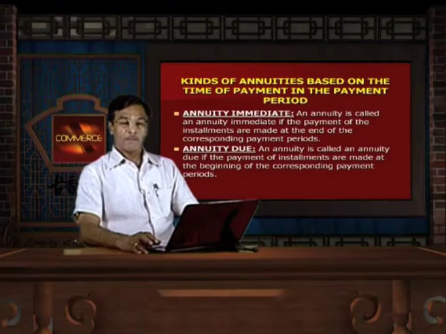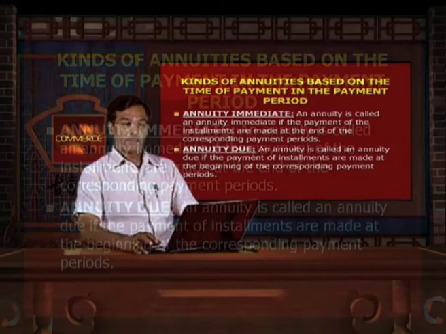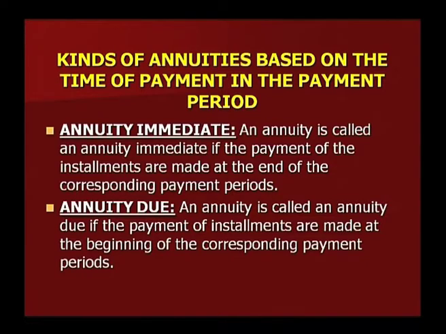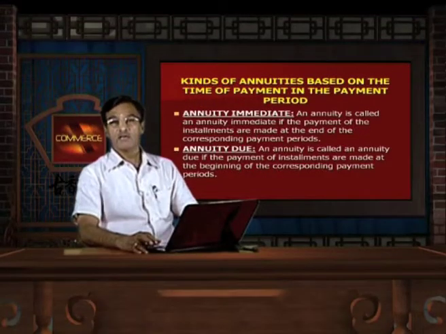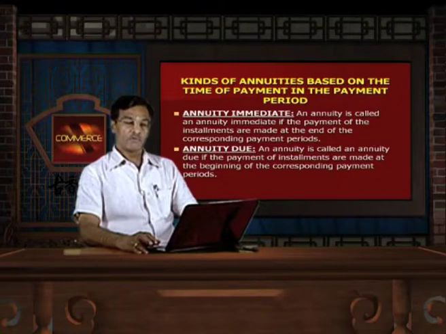Kinds of annuity based on the time of payment in the payment period. There are two types of annuity: annuity immediate and annuity due. An annuity is called an annuity immediate if the payments of installments are made at the end of the corresponding payment periods. An annuity is called an annuity due if the payments of installments are made at the beginning of the corresponding payment periods. Here we have discussed the two types of annuity.